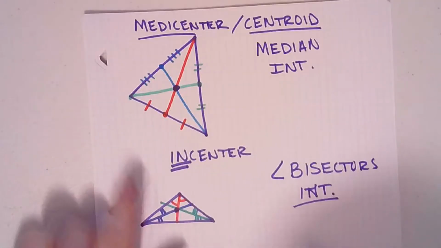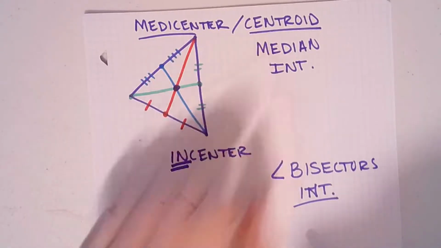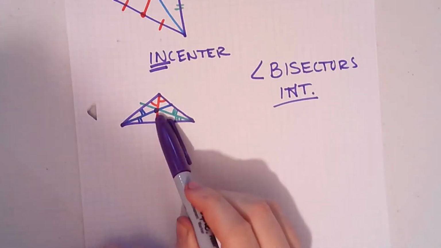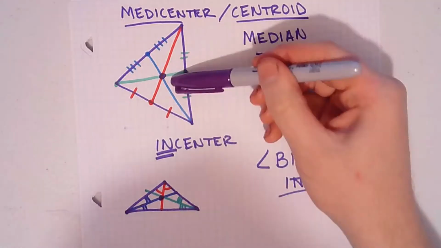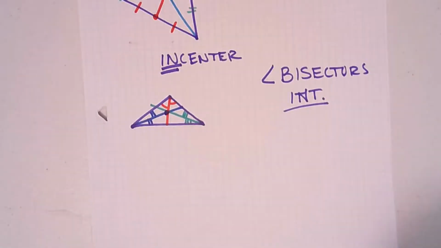So we've had side bisectors, also known as medians, right? And their intersection produces the Medicenter or the centroid. We've had angle bisectors, which are going to produce the incenter. Both of these are always going to be inside the triangle. We have a balance point here, and then we have an incenter, which is the circle inside the triangle.